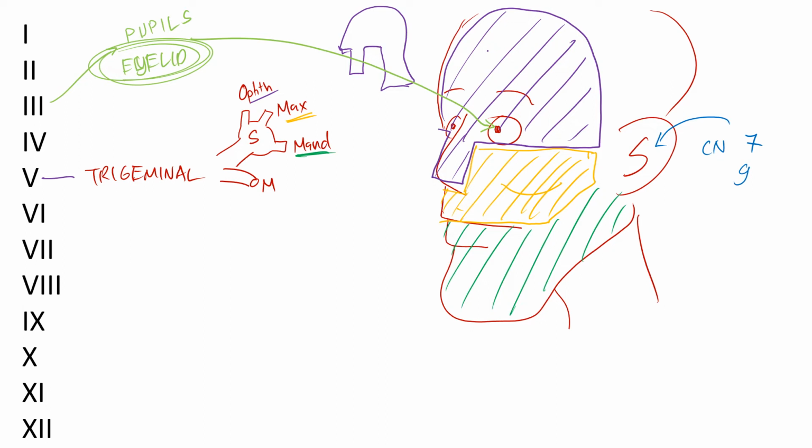Now, how about the motor component of your trigeminal nerve? What is it responsible for? Remember, mastication. When you chew on something, your masseters, your muscles responsible for chewing, that's via your trigeminal motor division. Okay, now we're done with that. We're done with cranial nerve 5. Let's go to your 7.